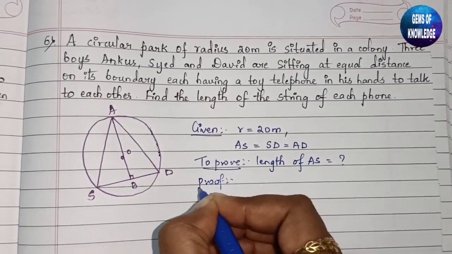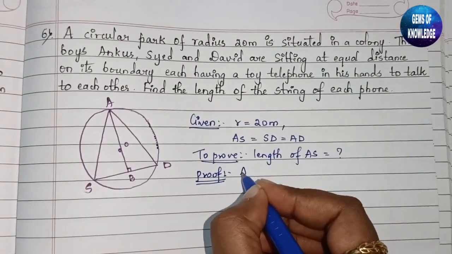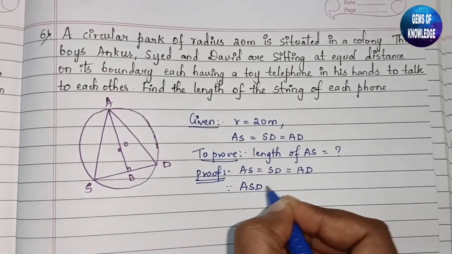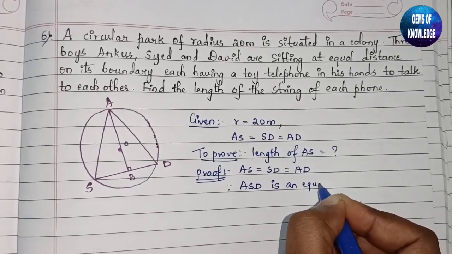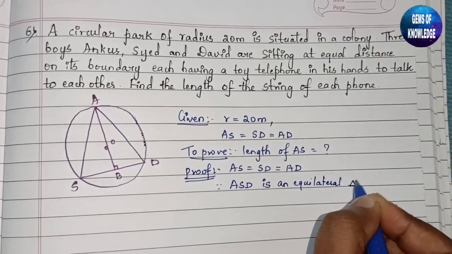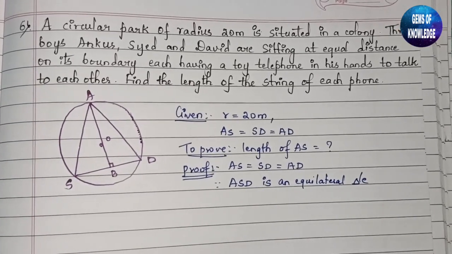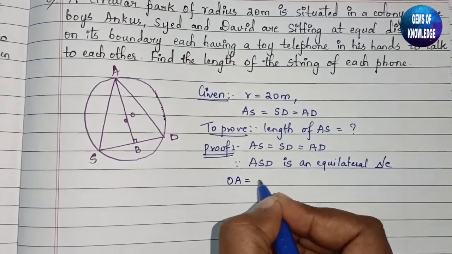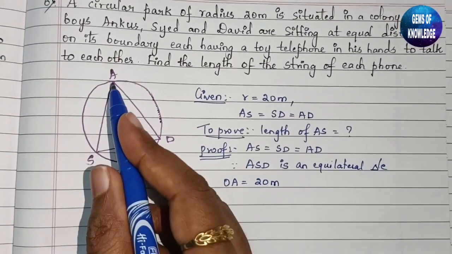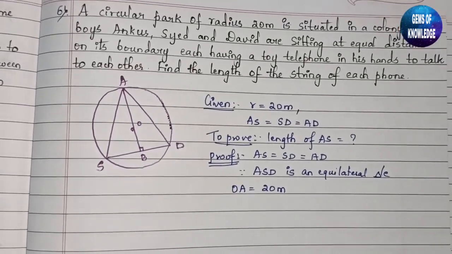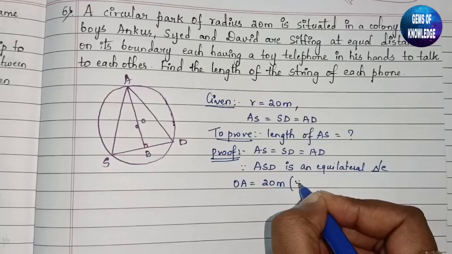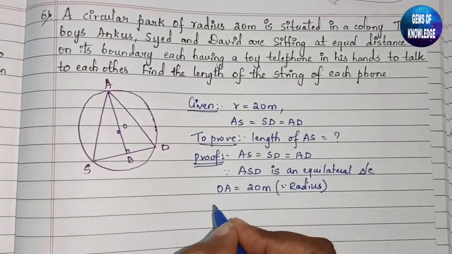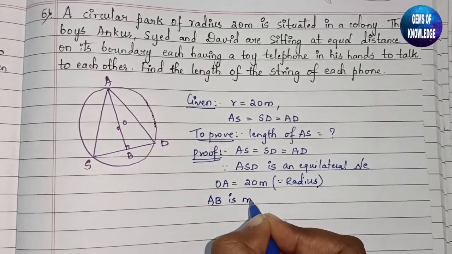Now let us start with the proof. Okay, they have already told us that AS is equal to SD is equal to AD. Therefore, ASD, we can say that is an equilateral triangle. Okay, since all the three sides are equal, we can say that it is an equilateral triangle. Okay, then one more thing we are having, that radius OA we are having as 20 meter. You can see OA is 20 meter since it is radius. They have already mentioned. Okay, then what we will do is, if this is the radius, we can say that AB is median of the triangle.